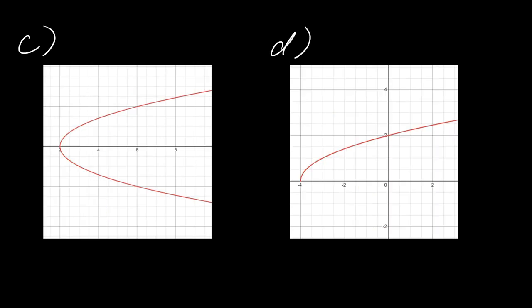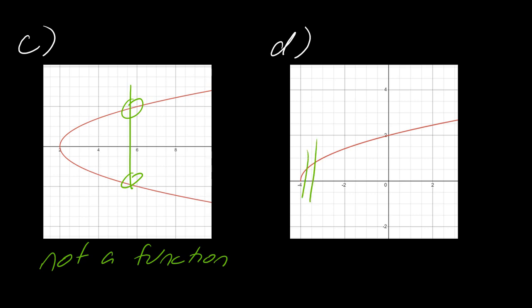If I look at these two examples here, for C, we can see right away, not a function. Versus this other one, every vertical line that I draw only intersects once, so this would be a function.